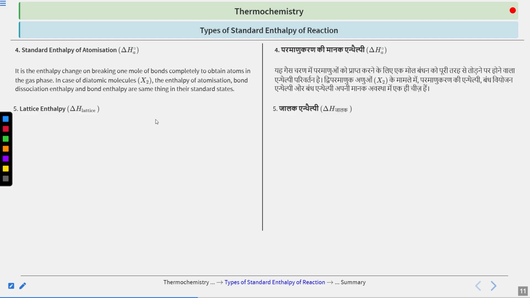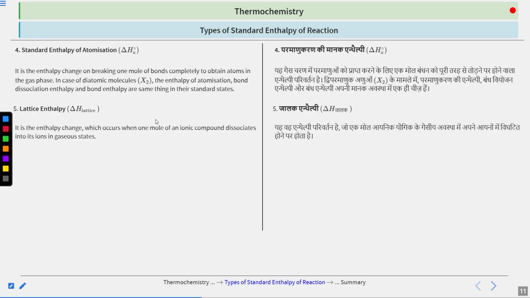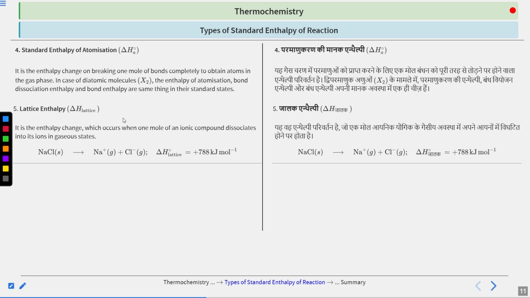Now next is lattice enthalpy. Now what is lattice enthalpy? It is the amount of heat that is required to break a given lattice into its constituent ions, which should also be present in the gaseous state. Clear? So it's the same thing written: the enthalpy change when 1 mole of an ionic substance dissociates into its gaseous ions. Clear? Okay. Now this is an example for you, where we are taking 1 mole of NaCl and completely dissociating it into gaseous Na plus and gaseous Cl minus.